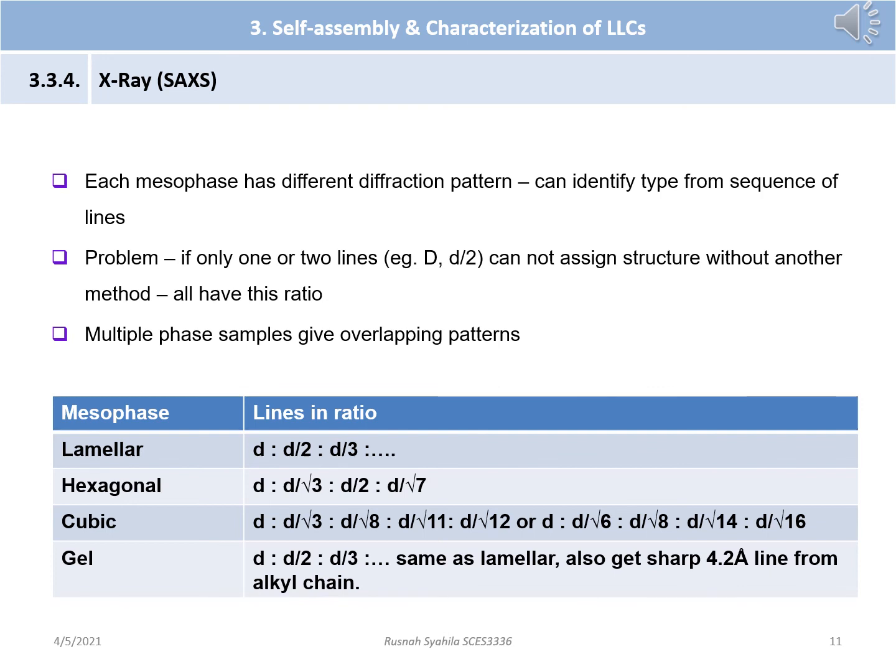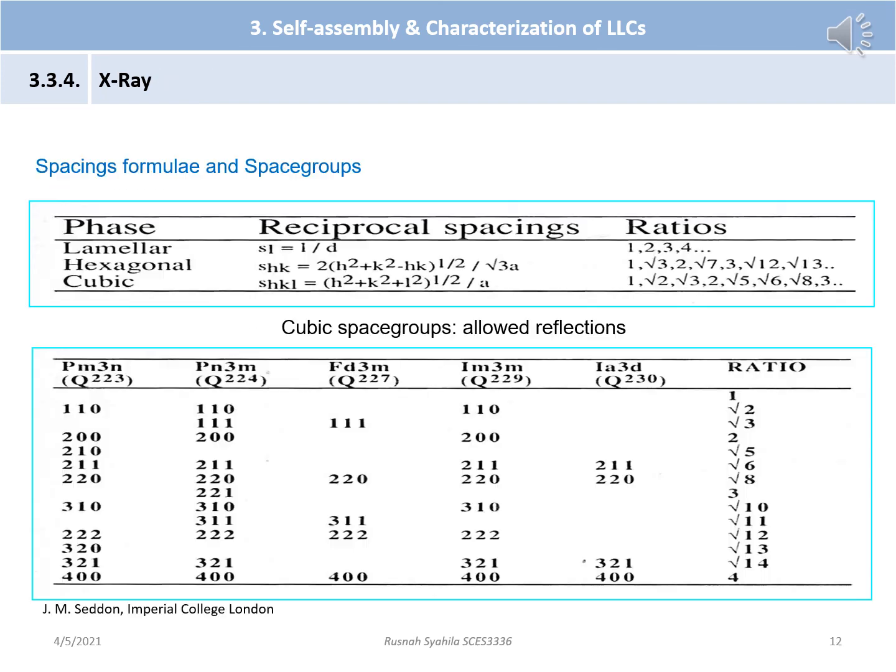Another limitation with X-ray analysis is that this instrument will not be able to provide the exact transition temperature. From page 14 to 17 is the summary on phase, diffraction image, and the plot of intensity versus X-ray scattering vector for lyotropic mesophases. These are the summary of spacing formulae and space groups for lyotropic mesophases.